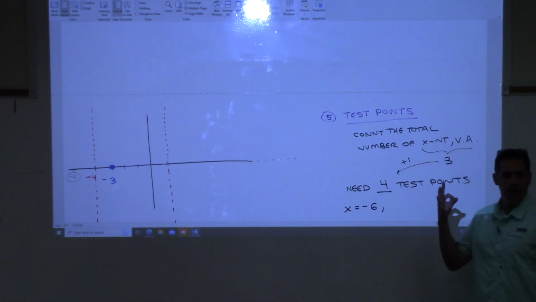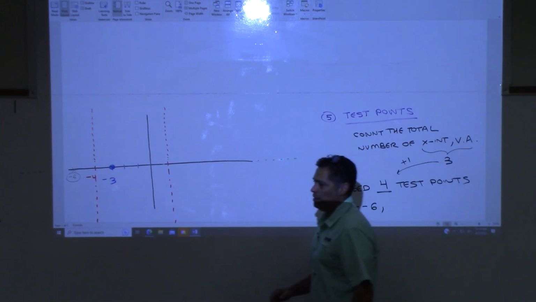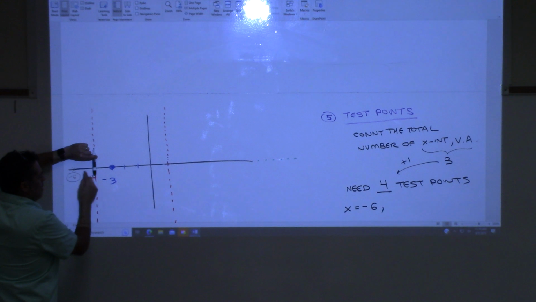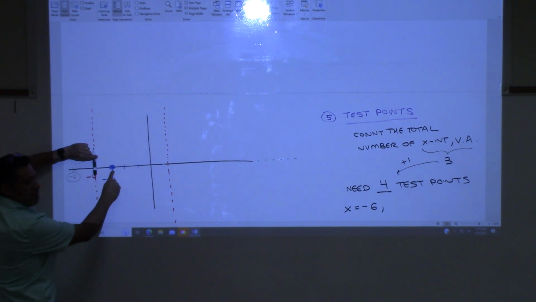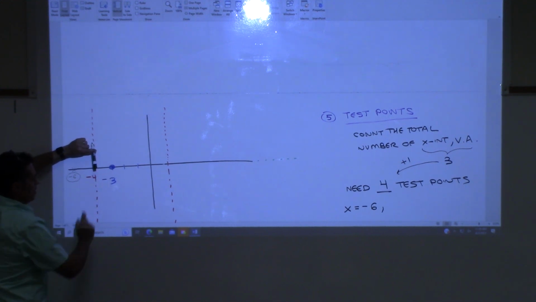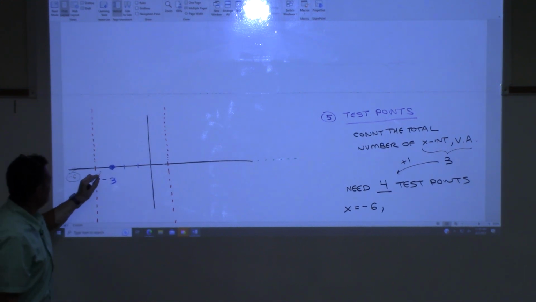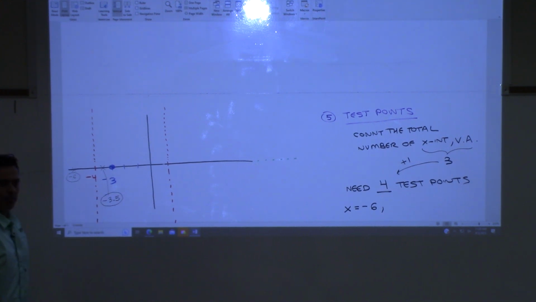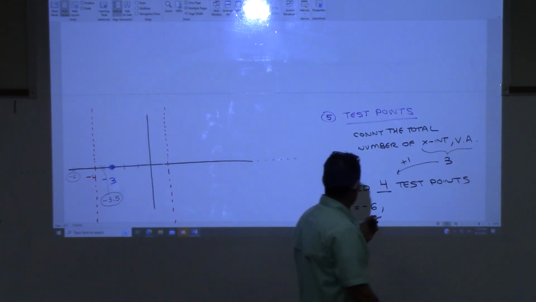Okay, I need 3 more. To get the next one, we chose this vertical here, and we went over here. Now, do you see that to the right of that I have an x-intercept? I need something in between these. Something in the middle of these. So what's a number in between -3 and -4? -3.5. See how I put an X there, not a dot? -3.5 is another test point.